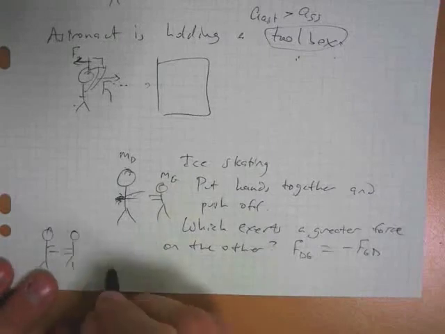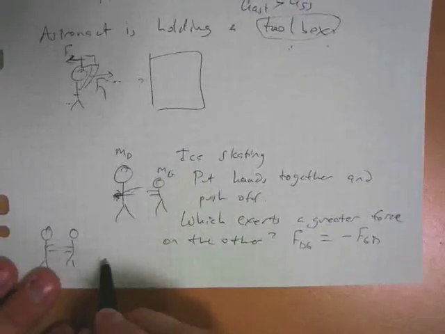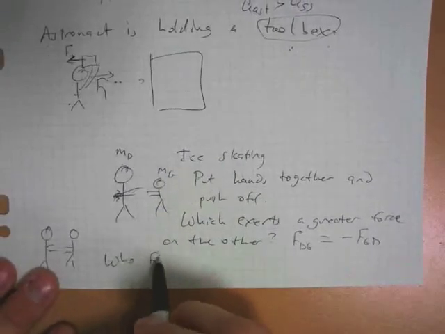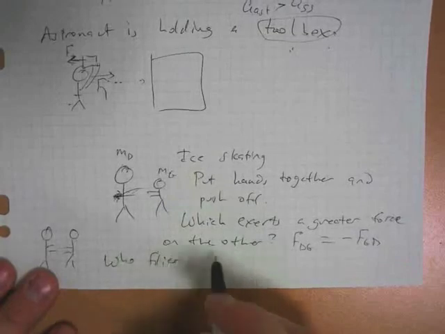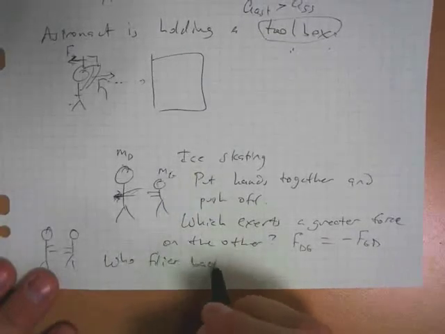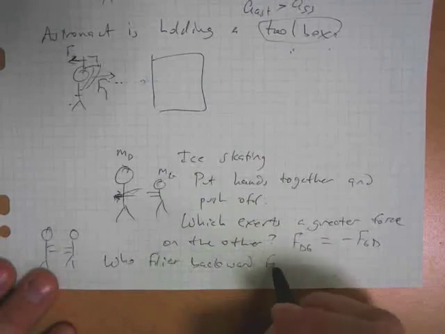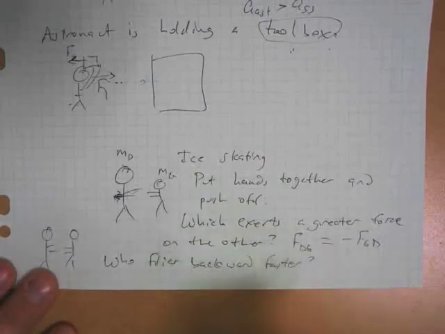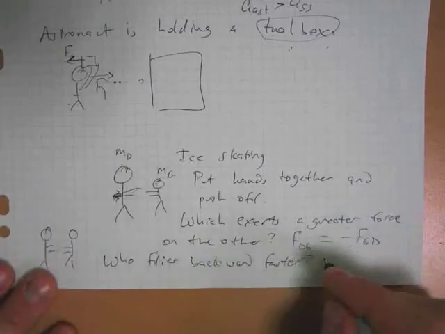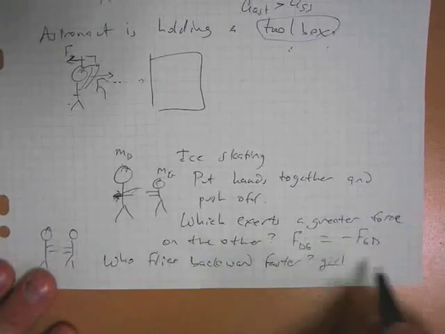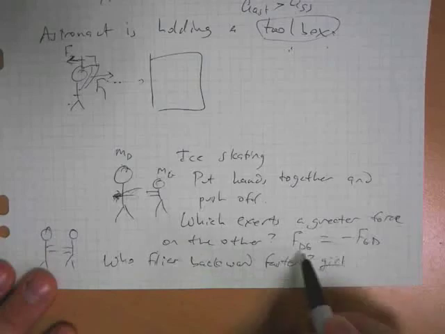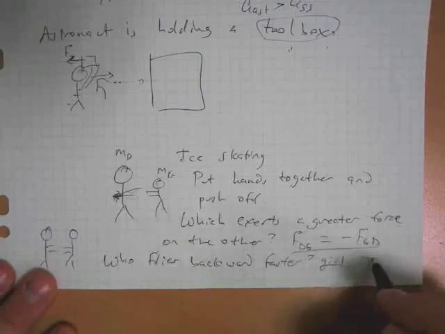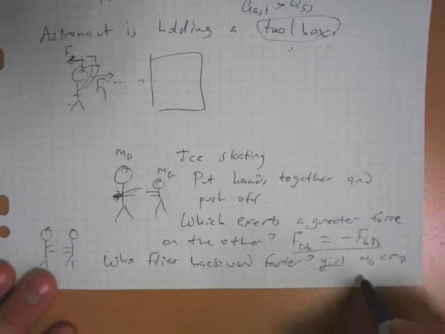Then my other question is, who would fly backward faster? And this perhaps is the obvious answer, in that it's going to be the girl, because the forces are equal, and since the mass of the girl is less than the mass of her dad, her acceleration is going to be greater.